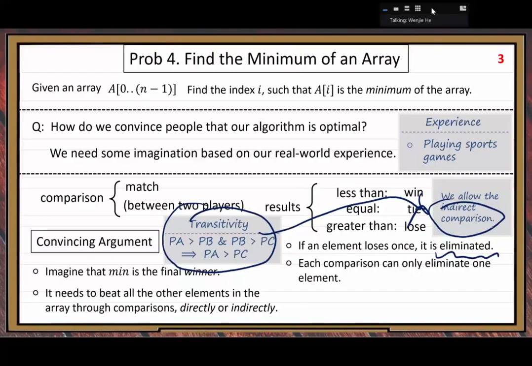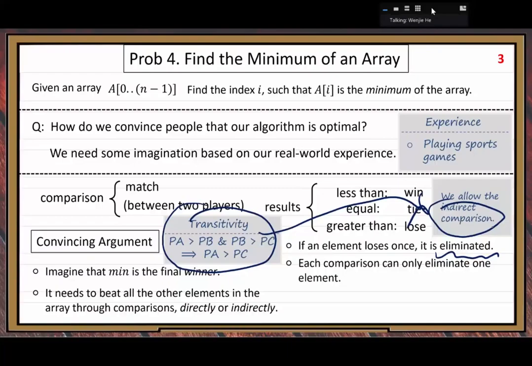So in our discussion here, we consider an ideal situation. In this ideal situation, think about it. You only look at the comparison. When you compare two elements, one is greater than the other. How can you convince people the smaller element has no chance to be the minimum? Think about this statement.